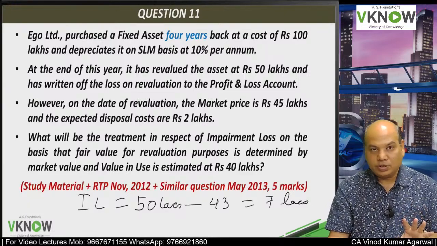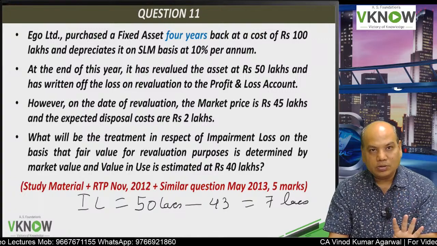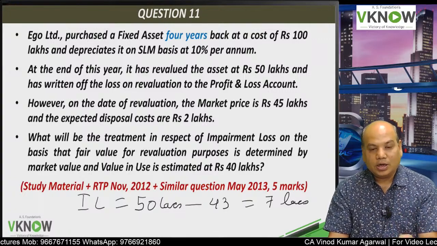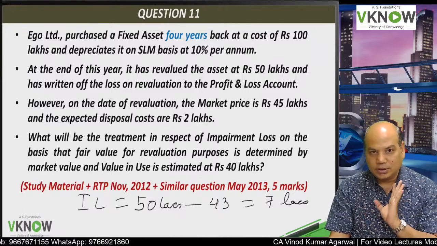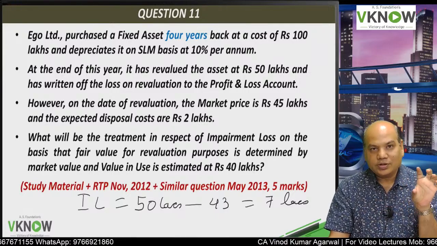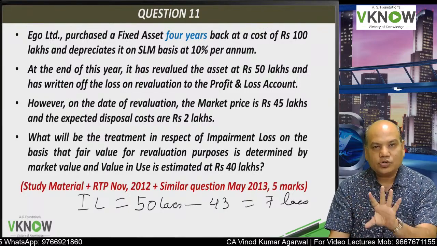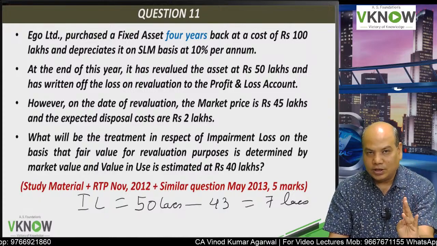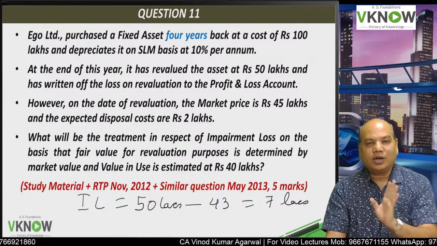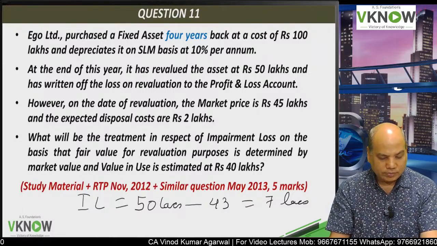Now this is a funny question because first you provided revaluation loss. Done, no problem, you can do that. And then you provide impairment loss under AS 28. Is it right? AS 10 is different, AS 28 is different. First you do depreciation, then you provide revaluation loss if any, and then you provide impairment loss if any. So that was a good question.